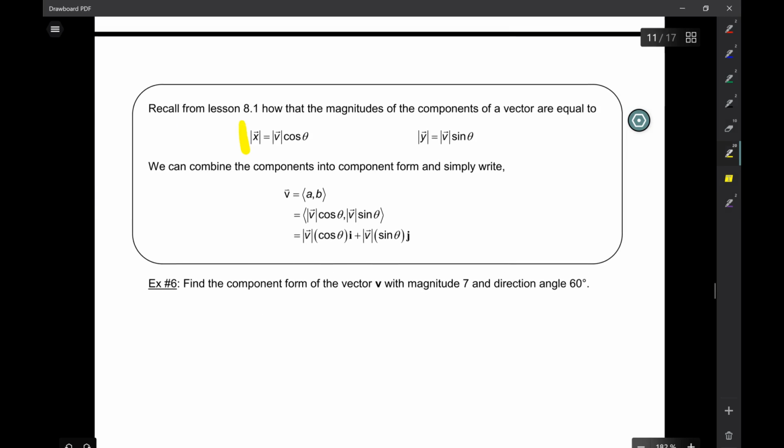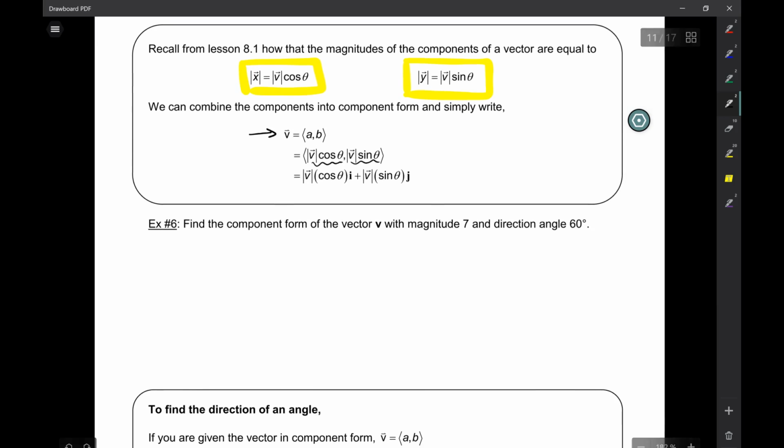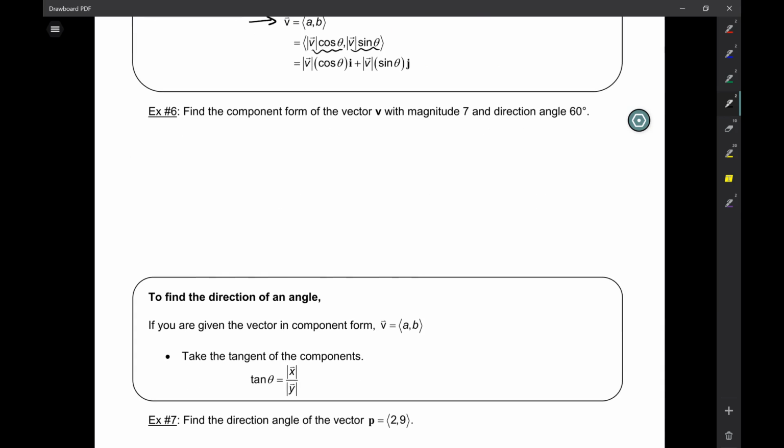Remember, I have these here again. X is v cosine theta and y is v sine theta. That's always the case. And if we're writing v in component form like this, then I could just do v cosine theta, v sine theta, and put that in my component form. All right? So let's start with an example here. Take a look at this one.